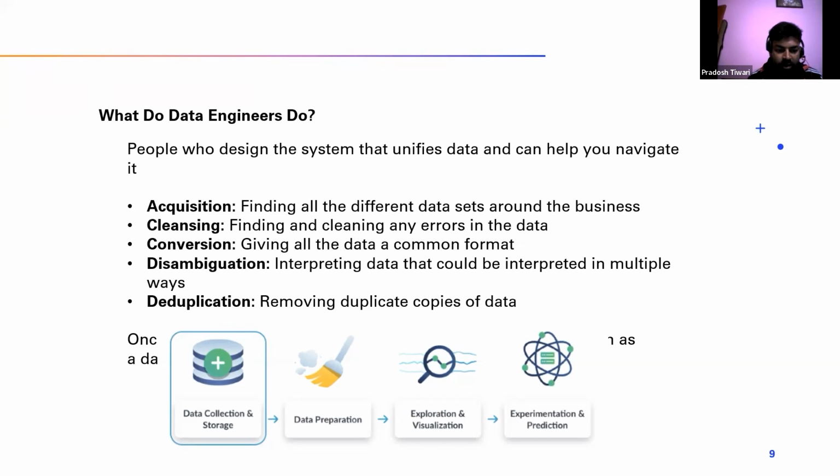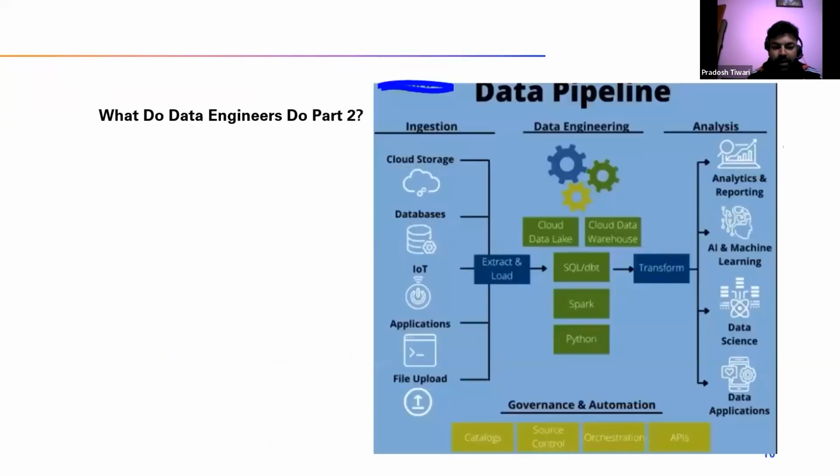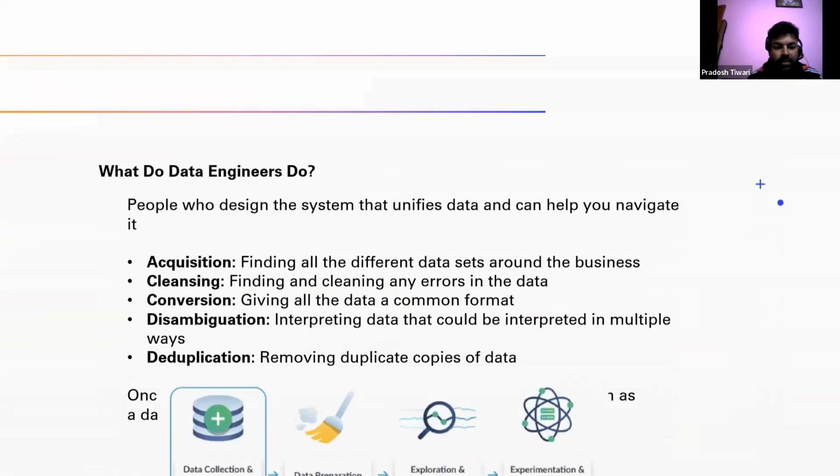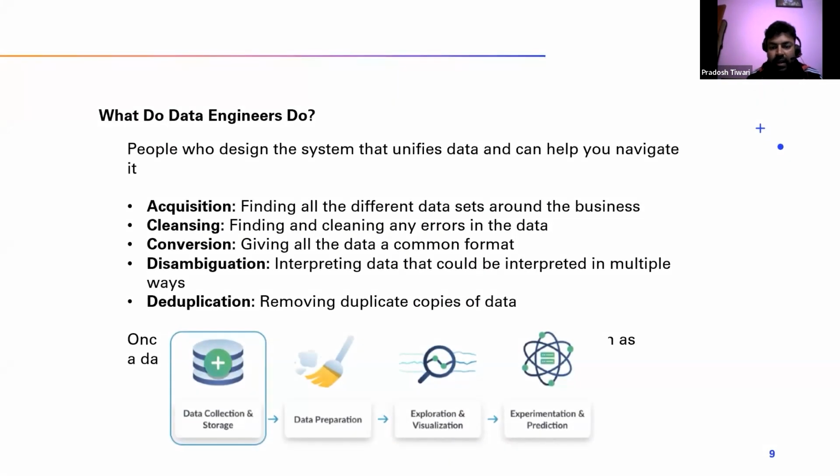So here you can see in the diagram, data collection, then we prepare data, and after that data exploration and visualization happen. Then people do experimentation, and data scientists work on the prediction part. So this is how data flows from end to end.